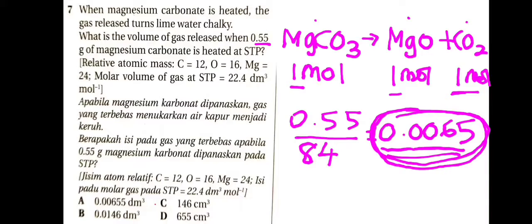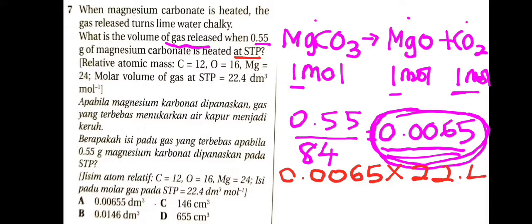Now we want to find the volume of carbon dioxide, the gas released. So we take the number of moles, 0.0065 mole of carbon dioxide, and just multiply with the molar volume at STP, which is 22.4. You just multiply this and you will get the answer.